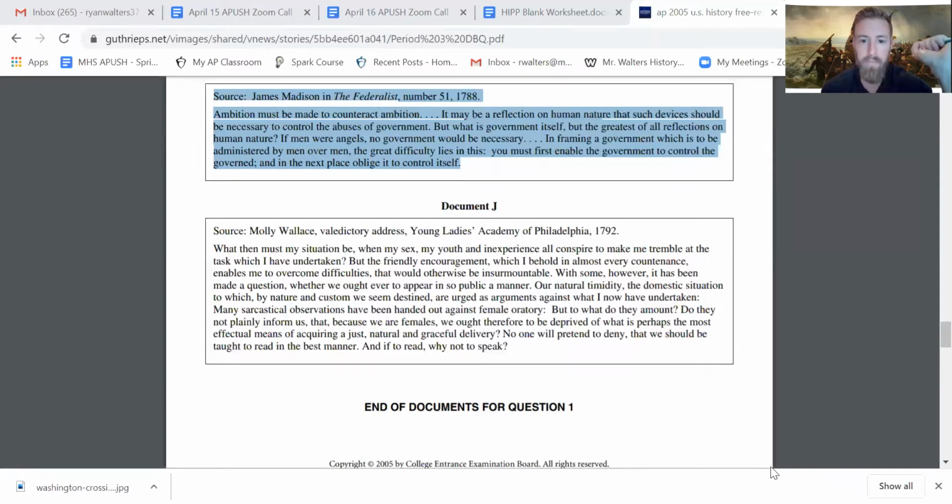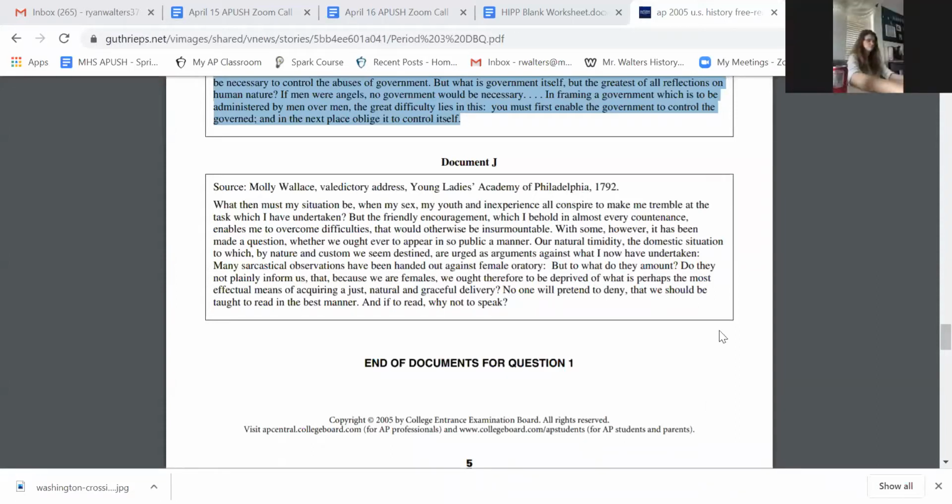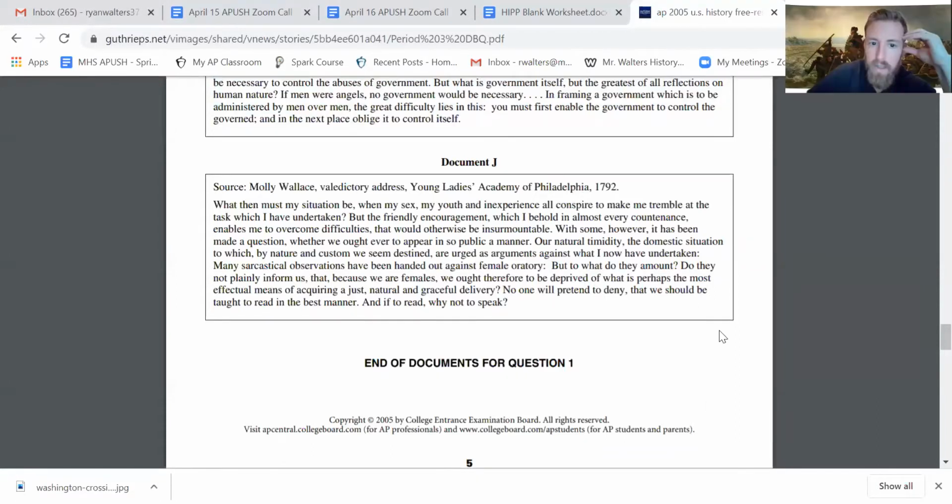We got one more, and we've made it through them, and then I want to kind of give an overview, and let's talk about thesis statement. Document J here. This is from a speech. This is Molly Wallace, her valedictory speech at the Young Ladies Academy of Philadelphia, 1792. So it's a little bit later.